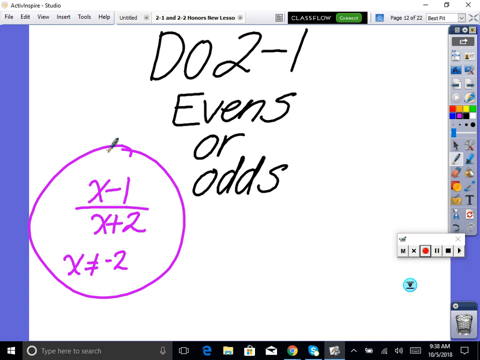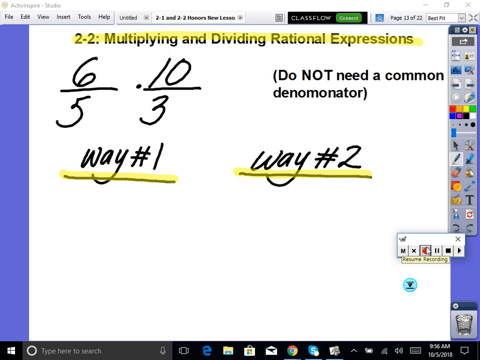Awesome. Alright, so now we're going to be multiplying and dividing rational expressions. Now what you just learned was how to simplify. Simplify is the last step to all of the problems. So we learned to simplify so we can literally do the last step of all these bigger problems.